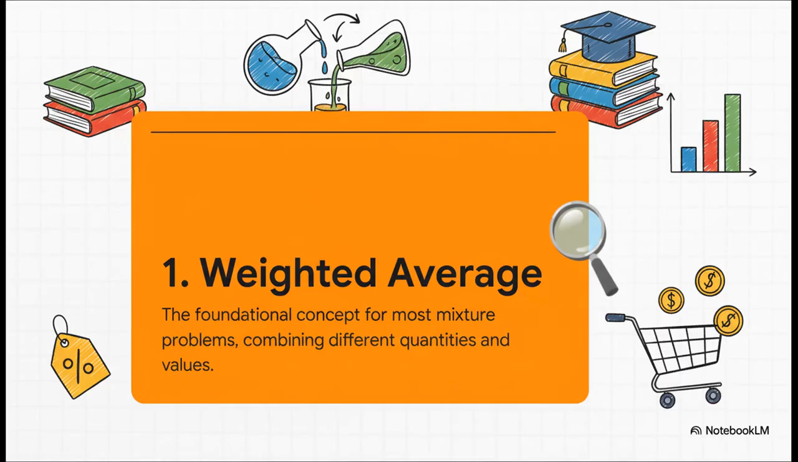Okay, first up, the absolute foundation of it all, the weighted average. So many of these problems are just weighted average problems wearing a clever disguise. Just think about it. Say you mix 2 liters of juice that costs 10 rupees with 3 liters of juice that costs 5 rupees. The formula is easy. You sum up the quantity times the value for each one, so 2 times 10 plus 3 times 5, and then you just divide by the total quantity, which is 5 liters. That's really all there is to it.